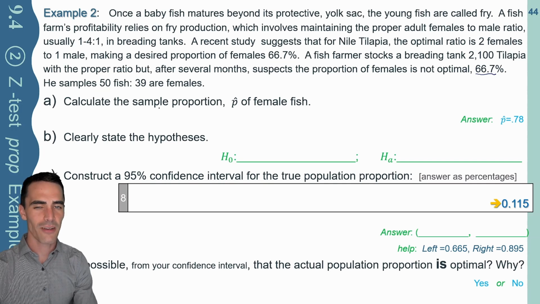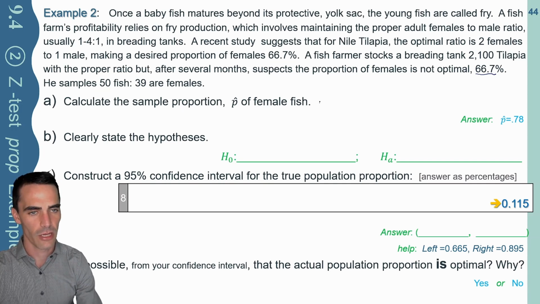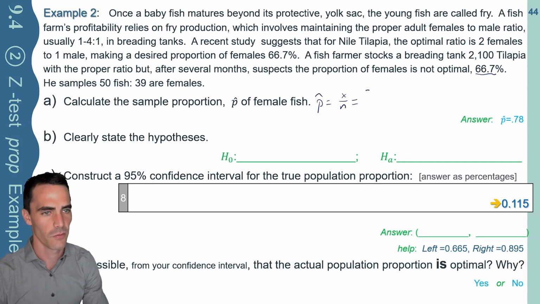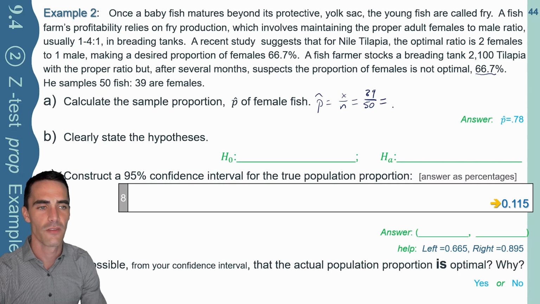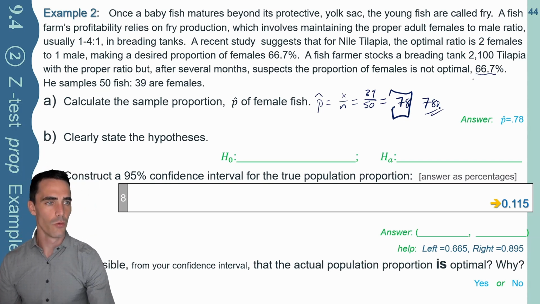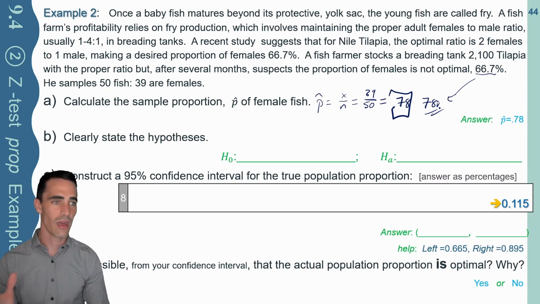First task, calculate the sample proportion p hat of female fish. Here we go. p hat is equal to x divided by n. x, the number of people doing what we often do. In this case, that's fish, or female fish. Looks like we had 39 of those female fish divided by the 50 total. If you divide that out, it should be 0.78 as my proportion. Or if you want to think about that as a percentage, that's 78%. Oof, maybe not good. That's not quite optimal.